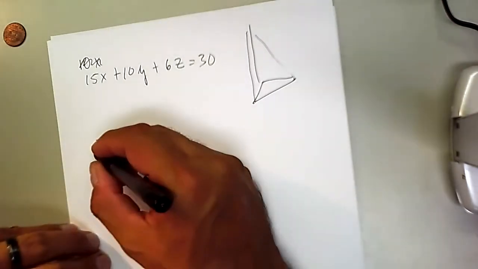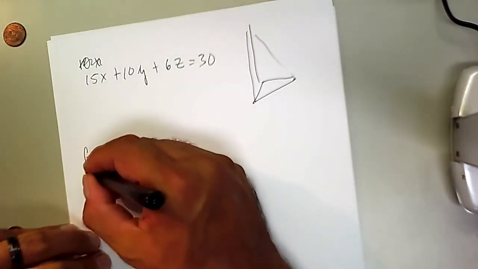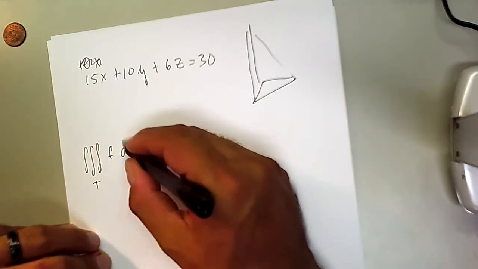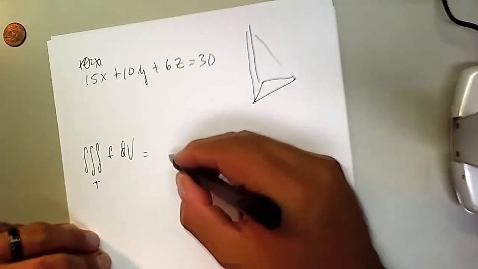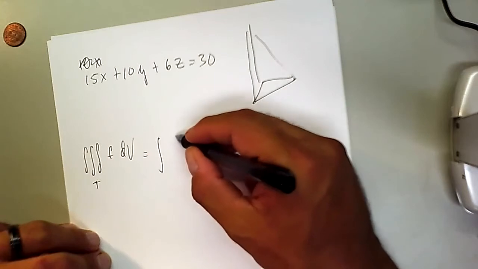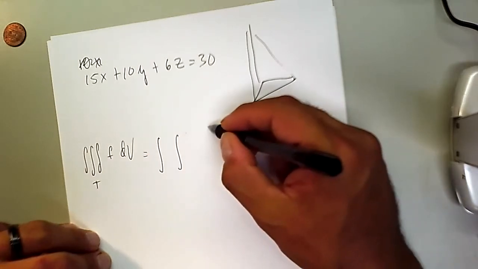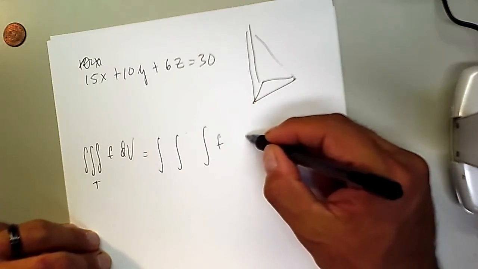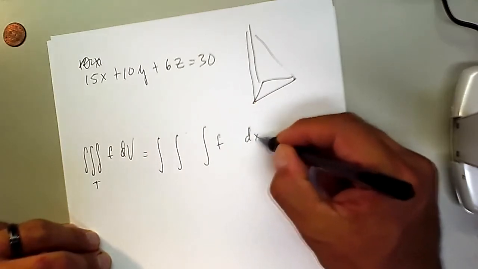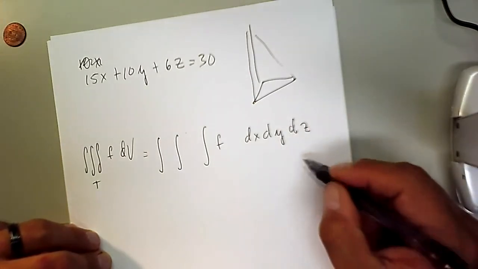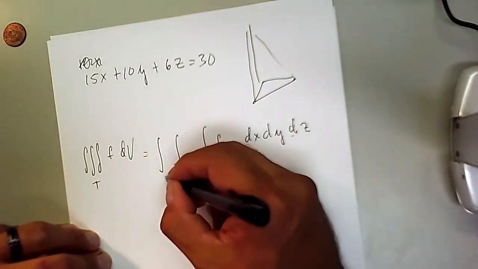Let's integrate. So the triple integral over this tetrahedron of a generic function with respect to the volume. Let's integrate with respect to, what would be good? Let's do dx, dy, dz. Okay, so z will go only from 0 to 5.